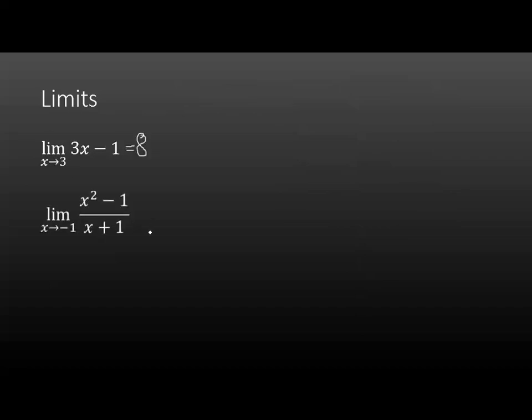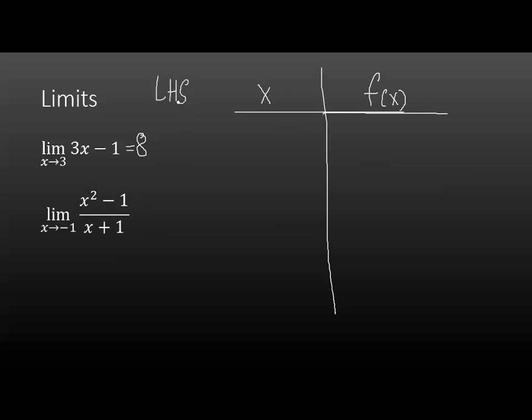Next, the limit of x squared minus 1 all over x plus 1 as x approaches negative 1. So we will do the same thing. We have the x and the f of x. I think we've answered this before, but at least we have some practice. So let's start first with the left-hand side, with values closer to negative 1 from the left side.